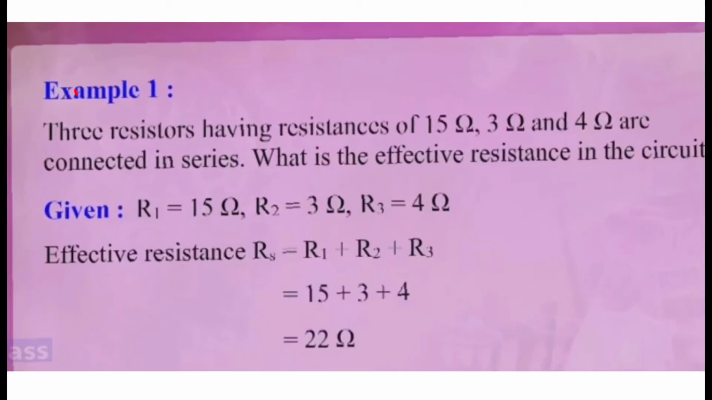I'll explain the same thing with the help of an example also. I'm having the resistors 15 ohm, 3 ohm and 4 ohm which are connected in series, right? Now what will be the effective resistance? So my Rs will be equal to R1 plus R2 plus R3. So 15 plus 3 plus 4, that is 22. Got an idea?